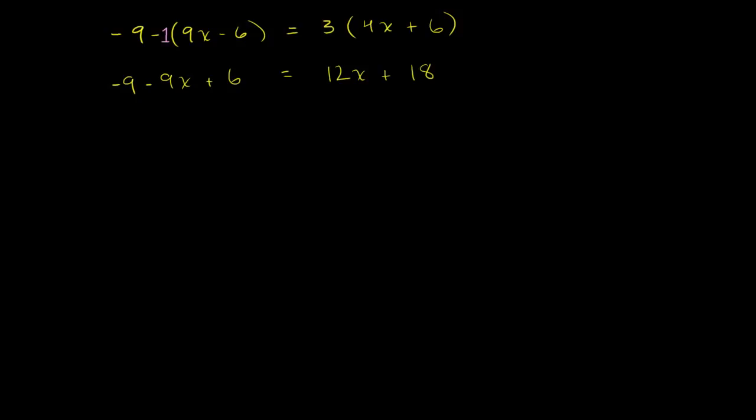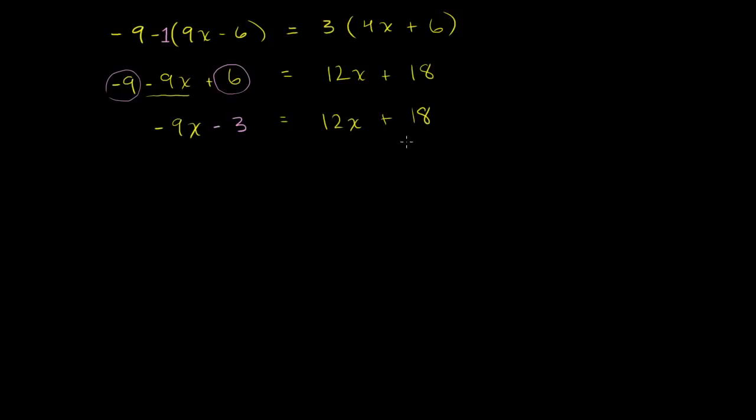So let's combine the negative 9 and the 6, our two constant terms on the left-hand side of the equation. So we're going to have negative 9x plus, let's see, we have a negative 9 and then plus 6. So negative 9 plus 6 is negative 3. So we're going to have a negative 9x, and then we have a negative 3. So minus 3 right here. That's the negative 9 plus the 6. And that is equal to 12x plus 18.